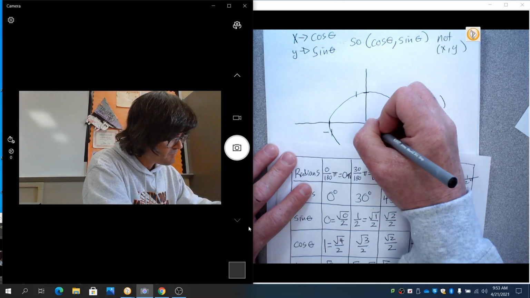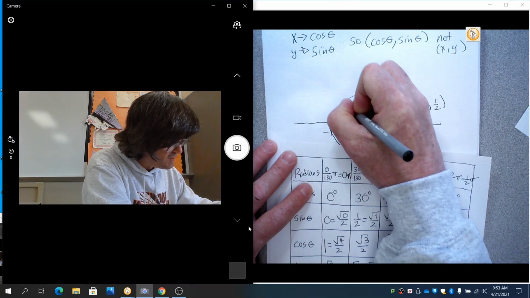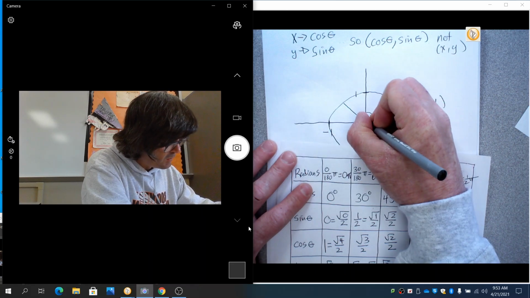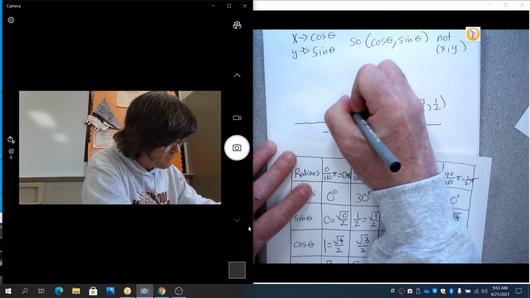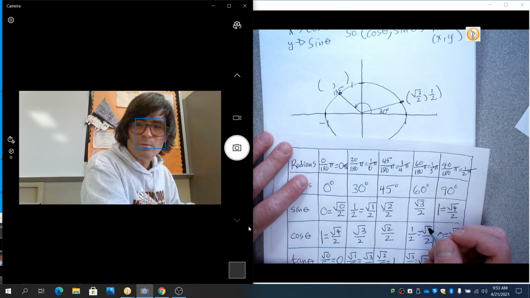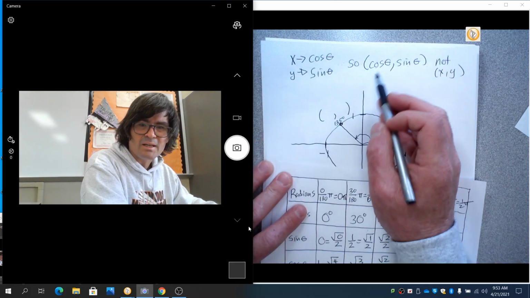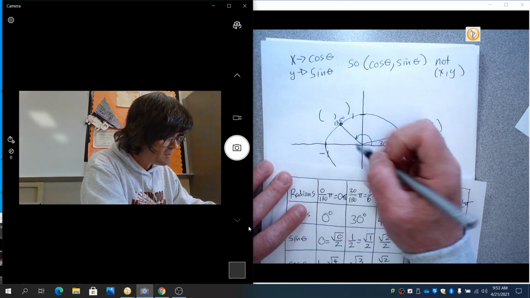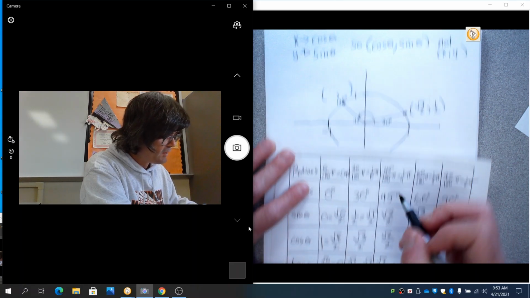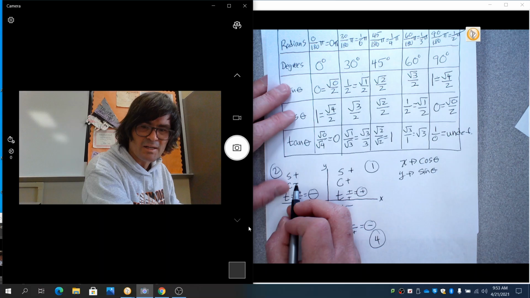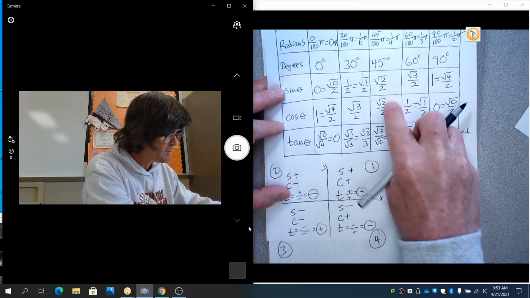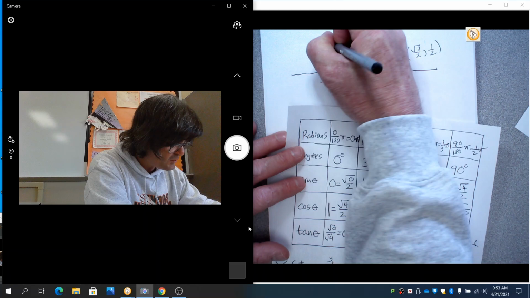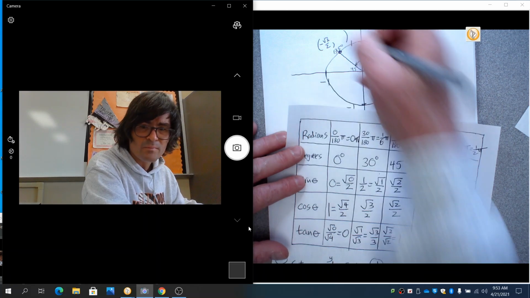Let's do this one right here. I'm going to call that 135 degrees. So now, what's the cosine of 135 degrees? Well, the reference is 45. So cosine's negative there, and 45 would be root 2 over 2. So this is going to be negative root 2 over 2.